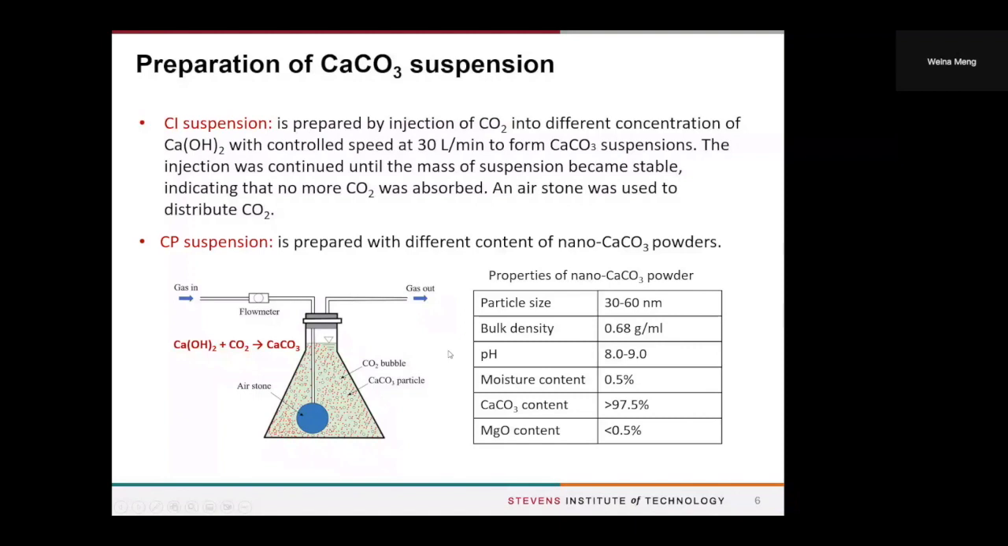And to compare the performance of the CI suspension, we also prepared a CP suspension. This one is prepared with commercially available nano calcium carbonate powders. Basically, this can be purchased on the market. And here, this table shows the physical and chemical properties of the nano calcium carbonate powders. One thing I want to note is that the particle size of this type of nano material is between 30 to 60 nanometers.